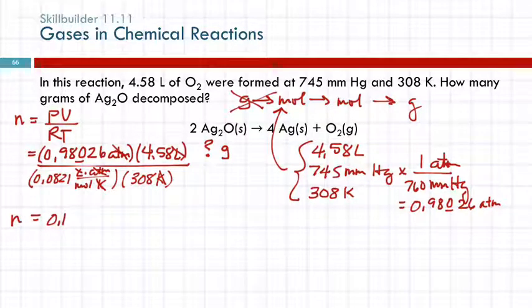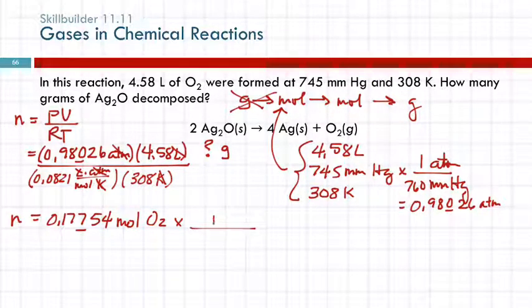0.1773654 moles. Moles of what? Oxygen. So that's the moles of oxygen. So I'm going to jump in right here. Moles of oxygen to moles of silver oxide to grams of silver oxide. So moles of oxygen to moles of Ag2O to grams of Ag2O.